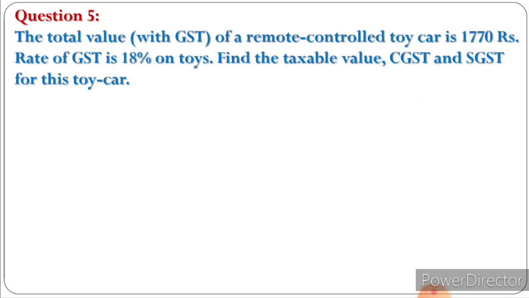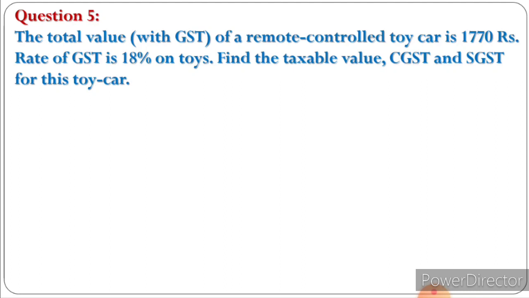So let us see what is question number 5. Total value with GST of a remote control toy car is 1770 rupees. Rate of GST is 18% on a toy. Find the taxable value, CGST, SGST, which means we have to find out 3 components. First, the taxable value. Then the CGST, and then the SGST.